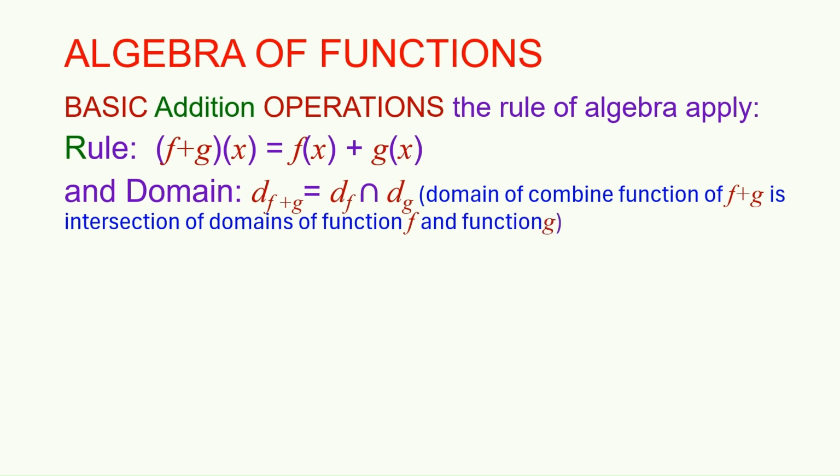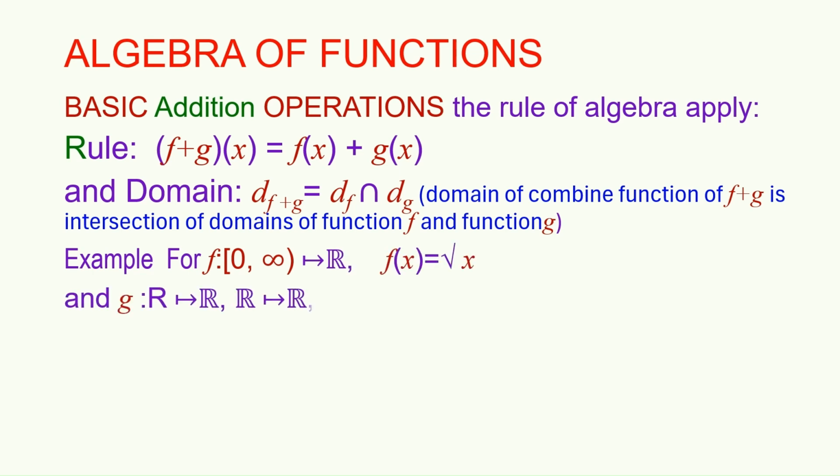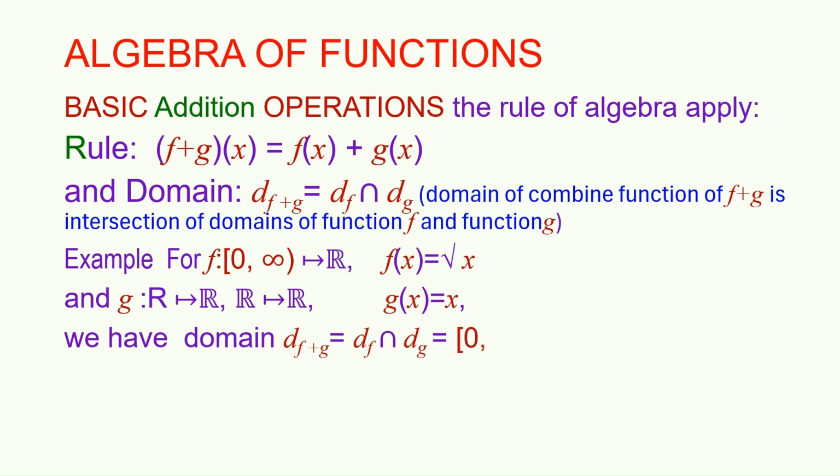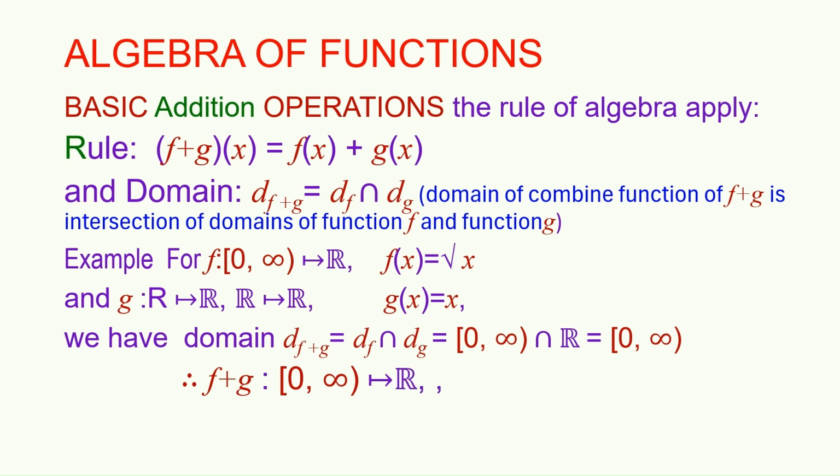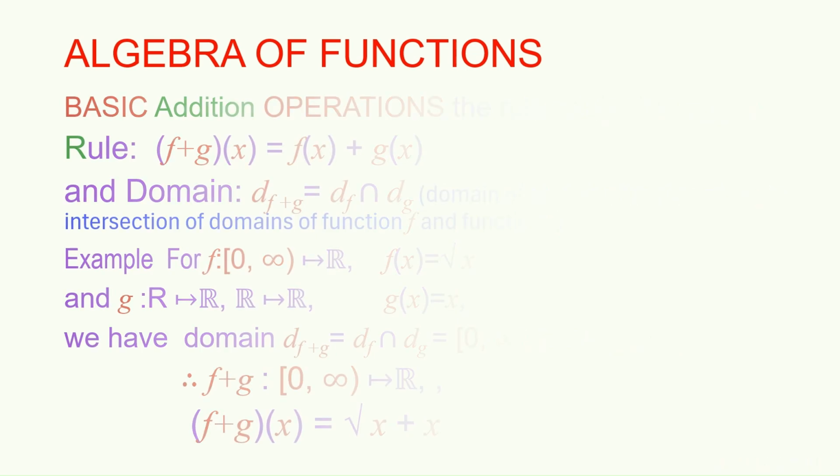Example: for function f from 0 to infinity mapped to the set of real numbers as f(x) equals square root of x, and function g mapped to the set of real numbers as g(x) equals x. We have the domain of the combined function f plus g equals domain of f intersection domain of g, equals from 0 to infinity. Therefore the total function f plus g of x equals square root of x plus x.